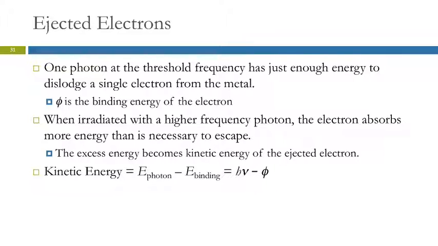If you have a photon that's higher in energy, the electron is going to absorb more energy than is necessary to escape. So it's going to use that energy to escape, and then what happens to the extra energy? It becomes kinetic energy for the ejected electron.